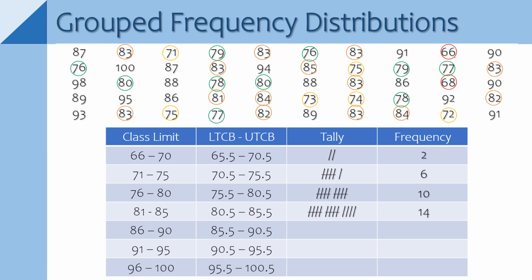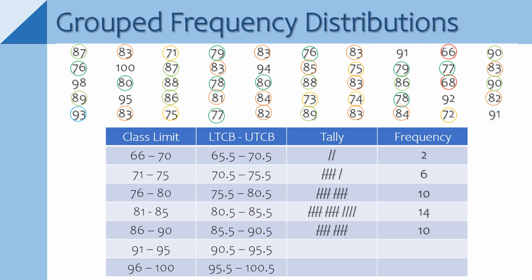Next, how many in the range of 86 to 90? So we have 1, 2, 3, 4, 5, 6, 7, 8, 9, and then 10. So there are 10. Okay, so itali and then get the frequency.